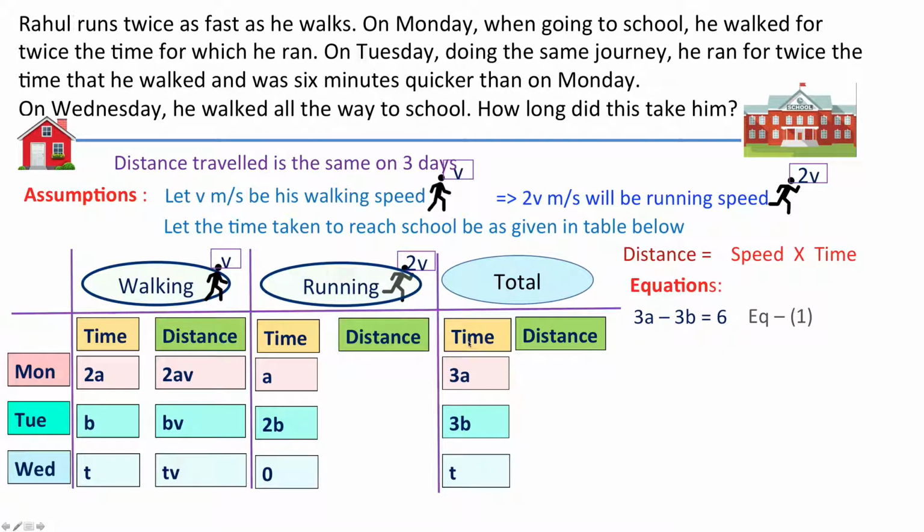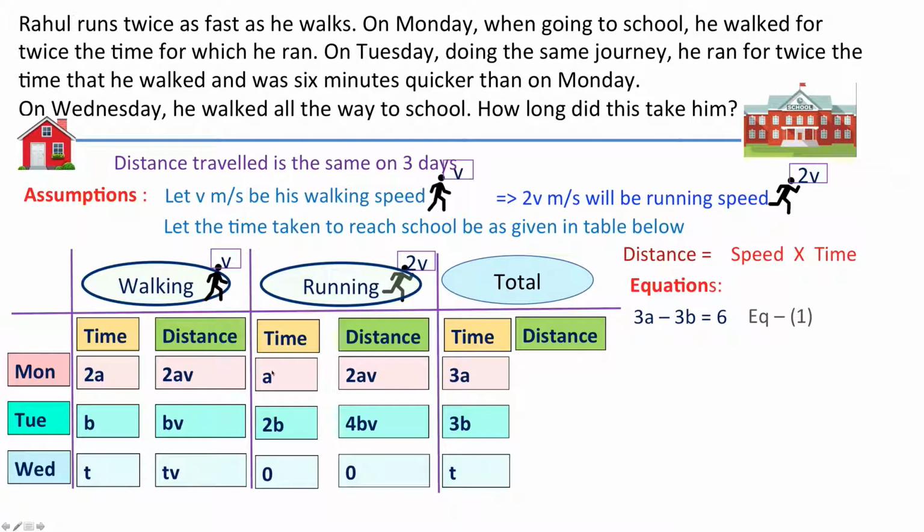Likewise, if you come to the running component, the distance covered on Monday running will be 2v times a, which gives you 2av, and 2v times 2b gives you 4bv, which is the distance covered while running on Tuesday. And finally, the distance covered while running on Wednesday is 0, because he's just walking to the school on Wednesday. He's not running at all.